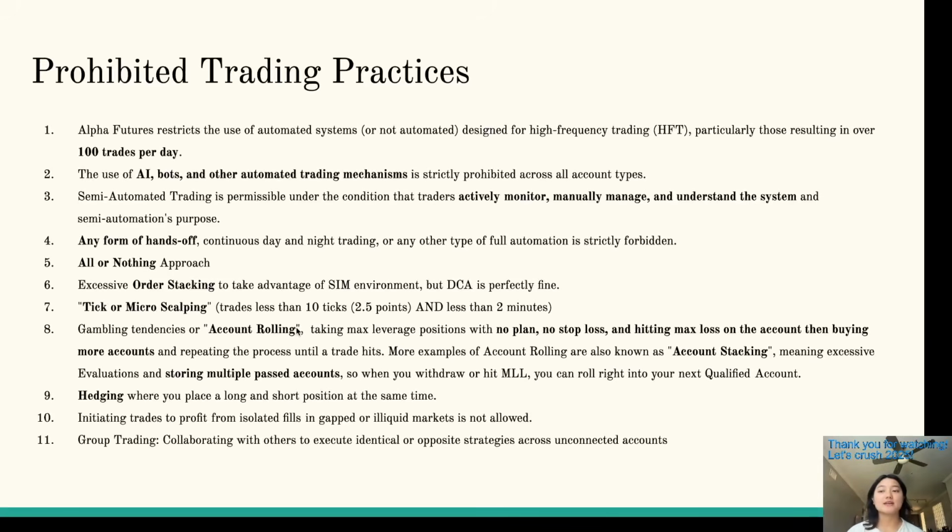Number seven is tick or micro scalping, and the basic explanation taken directly off their Help Center article is going to be trades that are less than 10 ticks, which is 2.5 points, and also less than 2 minutes long.